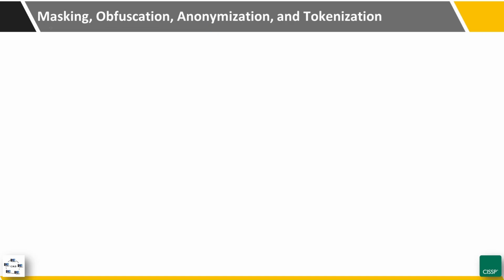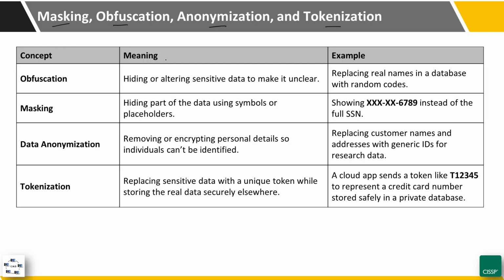So our next topic is data masking, obfuscation, anonymization, and tokenization. So what are these terms and how do they help us secure our confidential data? So let's go through them one by one. Obfuscation is hiding or altering sensitive data to make it unclear. An example is replacing real names in a database with random codes.